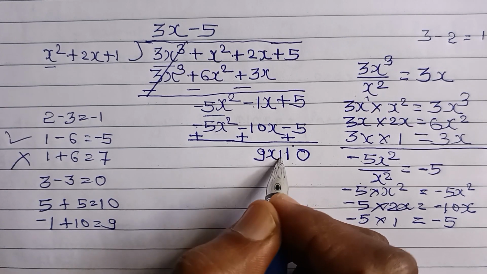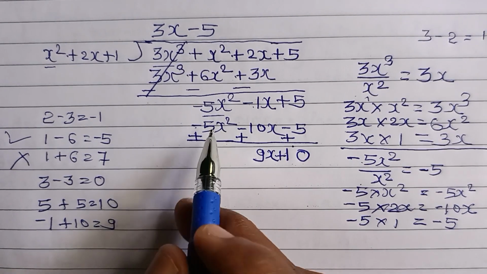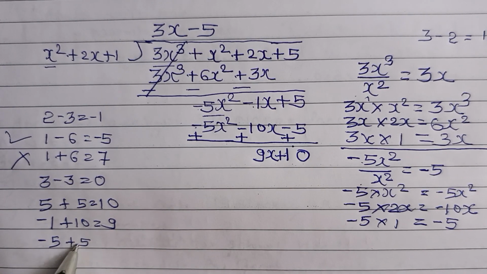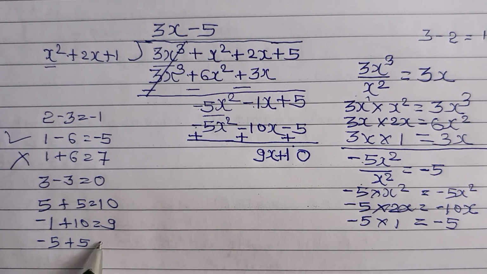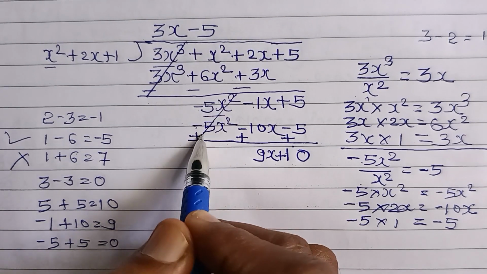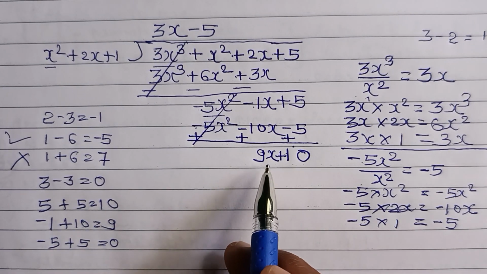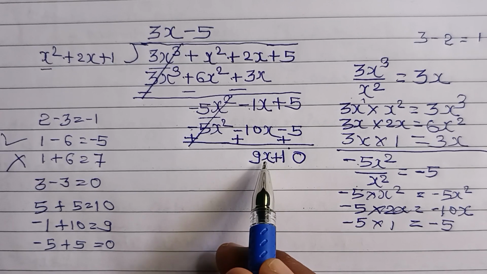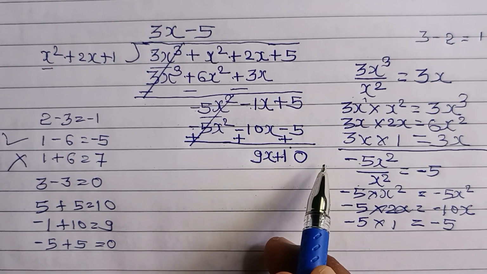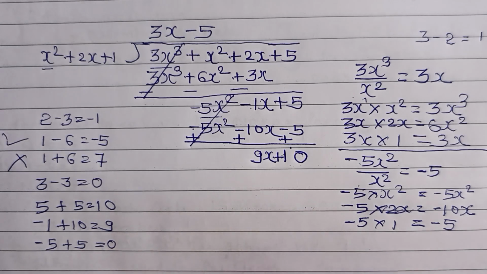9x. So this is plus 10. This is minus 5 plus 5. Answer is 0. 0 means no need to write anything, just cancel it. Now you have to compare the degree of this. So we got the new remainder as 9x plus 10. So we didn't get any remainder as 0.